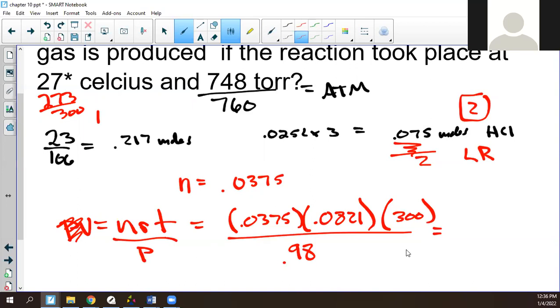And what do we end up with? 0.9 something? All right. Doable? Okay. Are we ready?